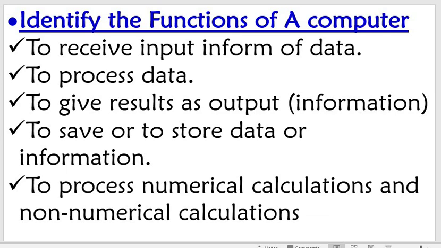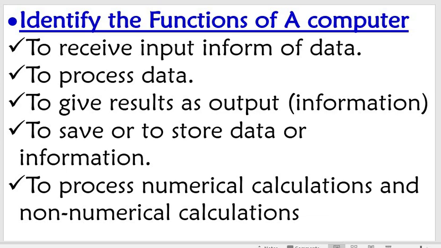Then a computer processes numerical calculations and non-numerical calculations. Numerical calculations are calculations that involve numbers, and non-numerical calculations are calculations that do not involve numbers. For example, you want to sort your data alphabetically, so the computer will process that data so that the appearance of your data follows the alphabetical order.